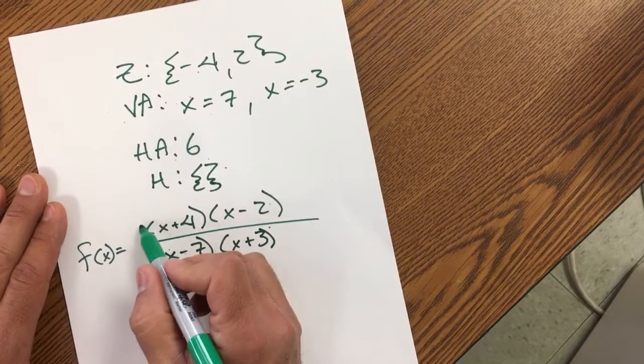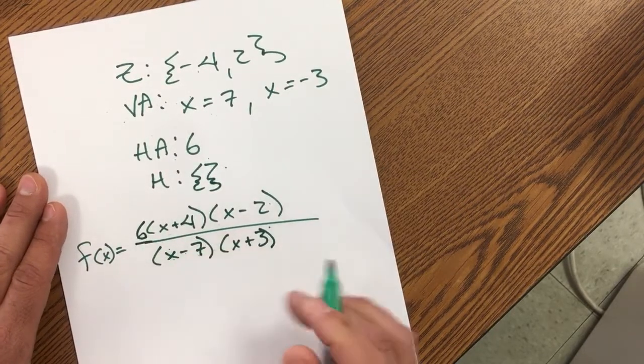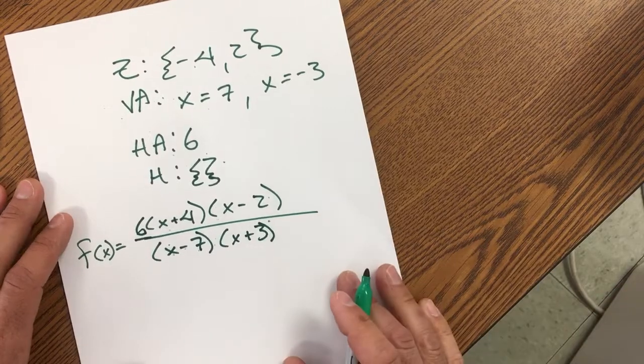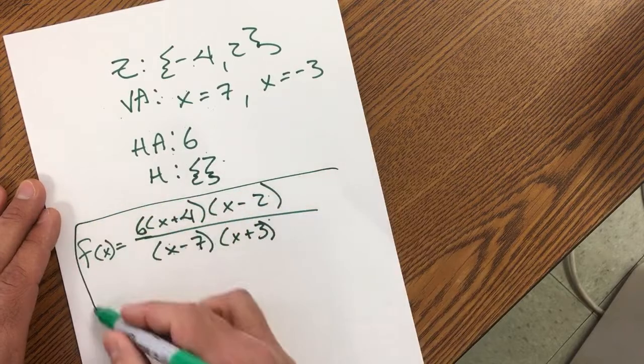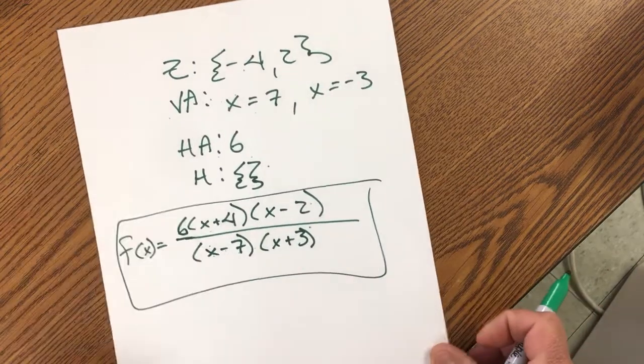Because of the horizontal asymptote, I'm going to put a 6 on the top. I don't need anything on the bottom because 6 divided by 1 is 6. And because there's no holes, there's nothing that's the same on the top and the bottom. So that's it. That's all that we're really doing here.